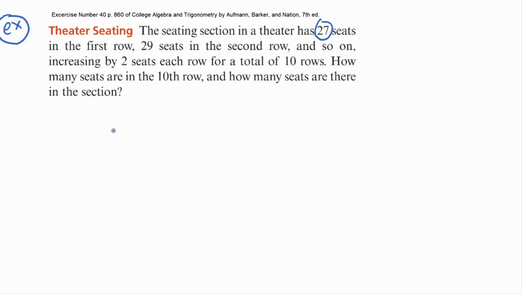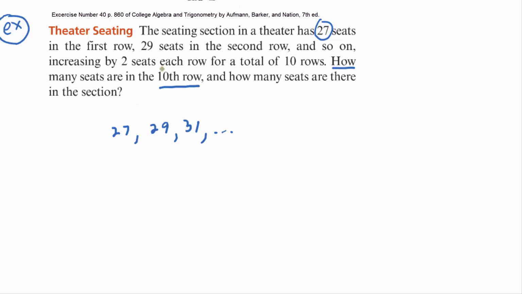So if we actually write it out, it'd be 27 in the first row, 29. Can you predict in the second row? Can you predict in the third row how many there'd be? 31, and then on and on, right? Eventually it ends, but you get the idea. So what do they want here? It says how many seats are in the 10th row, and then after the comma it says how many seats are there in the whole section. Let's start with how many seats are in the 10th row.